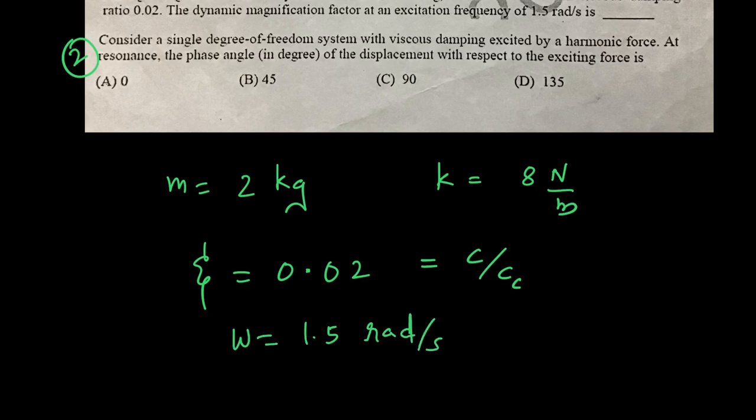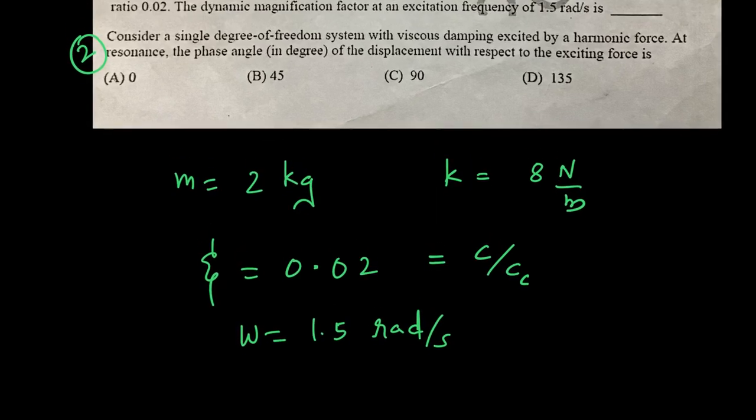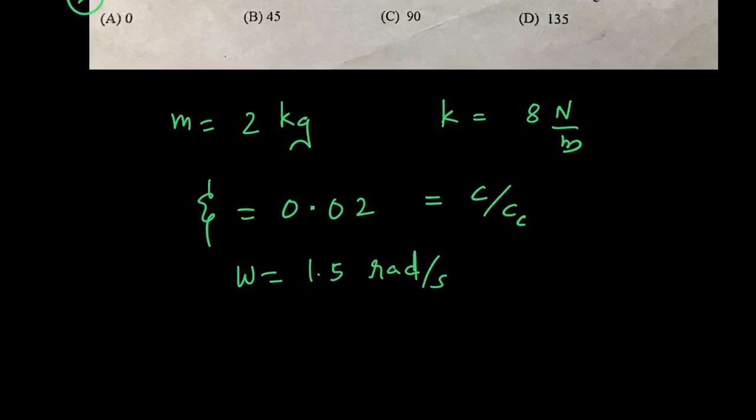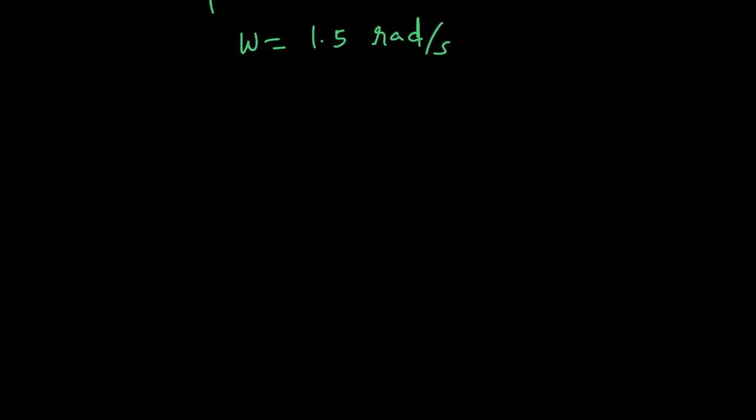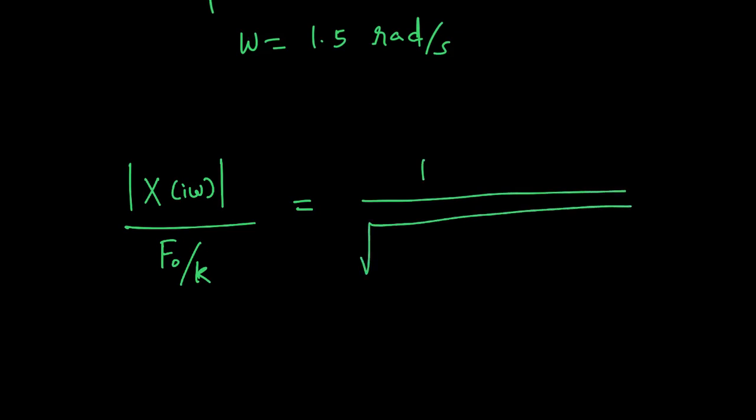Take a moment and convince yourself that all units are consistent. Yes, they are all in SI, so you don't have to bother too much about the units. Now they are asking for the dynamic magnification factor. So we know the equation for dynamic magnification factor is the modulus of X of i omega by the static deflection, which is f0 by k, is equal to 1 divided by root of (1 minus r square) whole square plus (2 zeta r) whole square. So if you are wondering what are all these quantities, let me explain with the help of a figure.